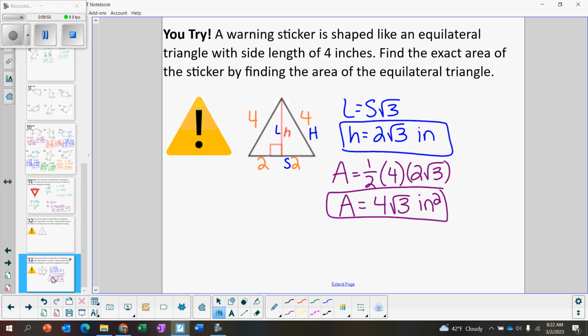All right, so if each side is 4, the short leg is 2, the long leg is our missing height. So we get a height of 2 radical 3 inches. The base was 4, so 1/2 times 4 times 2 root 3 is 4 root 3 inches.